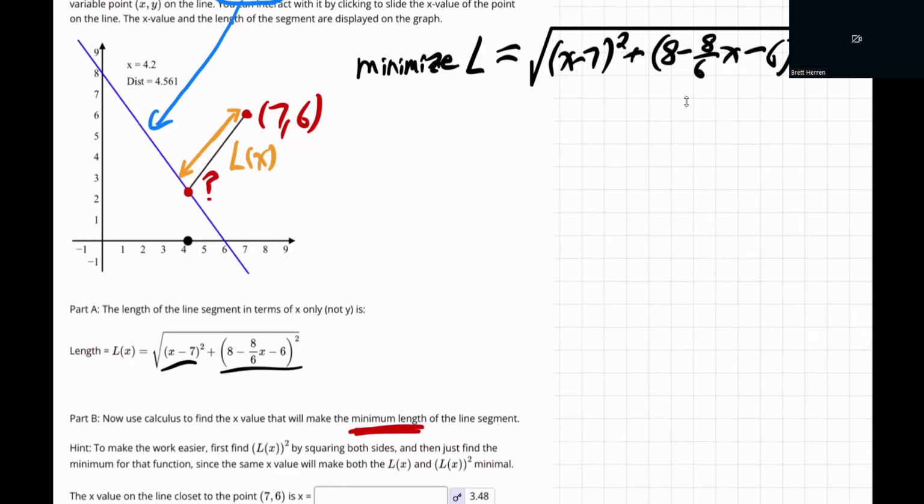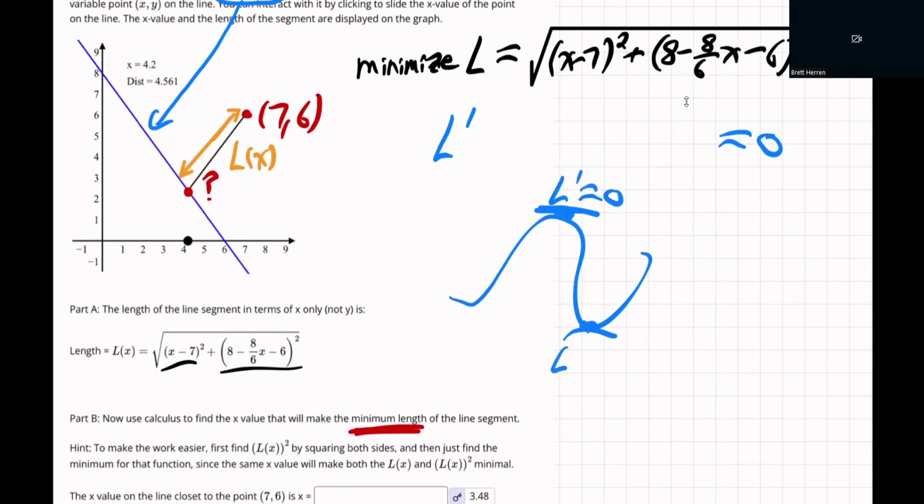Okay. Now, how do we minimize something? We take the derivative and set it equal to 0, so we've got to do L prime set equal to 0, right? Because at the peaks and valleys, at the top and the bottom, the slope is flat. L prime, the slope, is 0 at the minimums and the maximums, right? So, okay, that's our game plan.